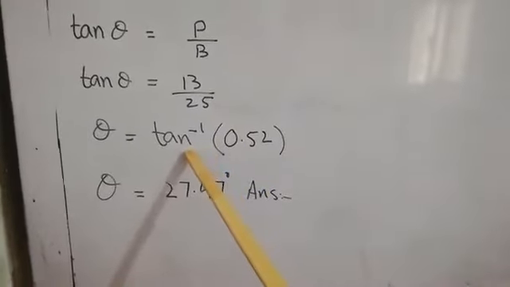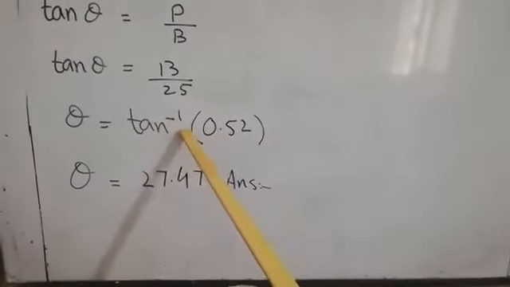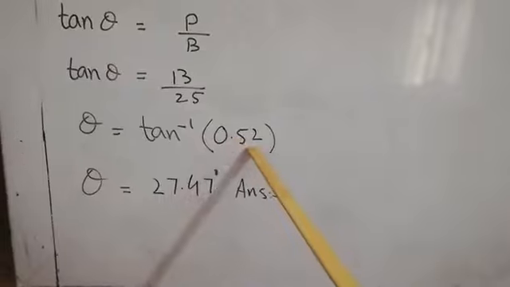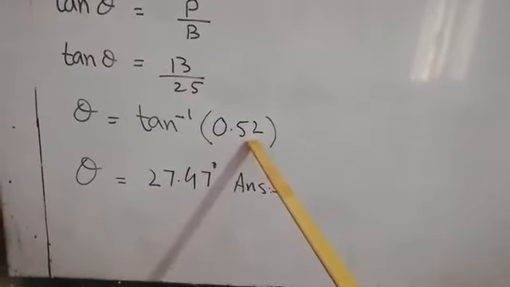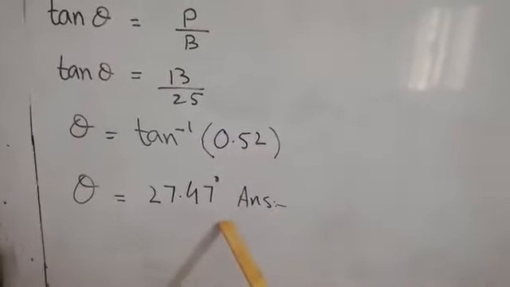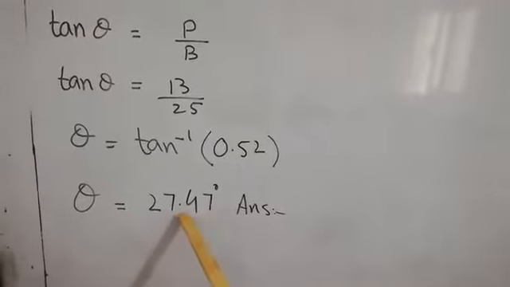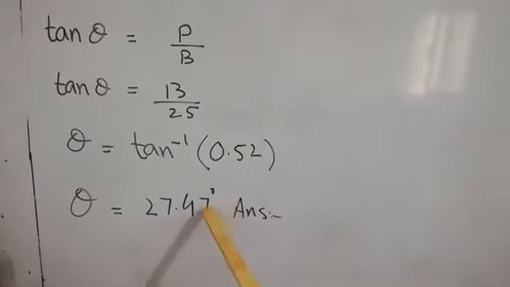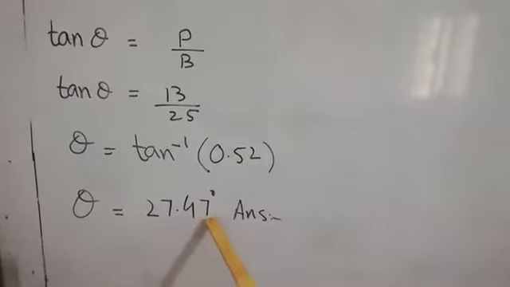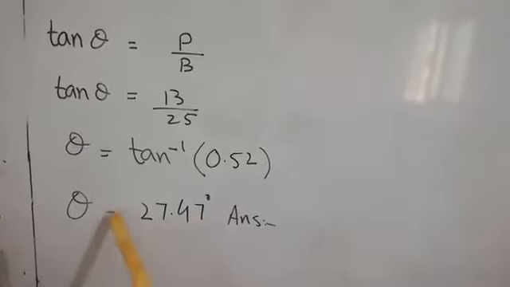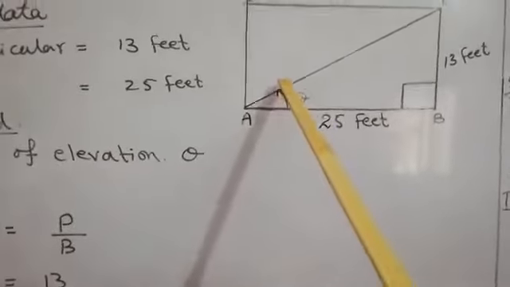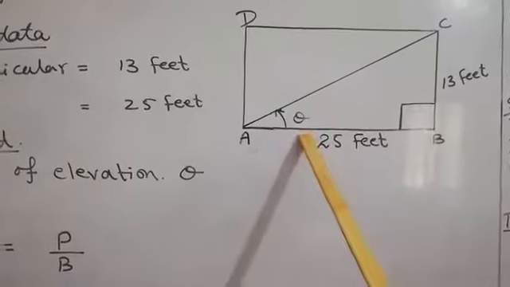Whenever we take tan inverse of 0.52 with the help of the calculator, we get the value of theta, which is 27.47 degrees. Means 27.47 degrees is the value of the angle of elevation which the diagonal makes with the base. This is the answer.